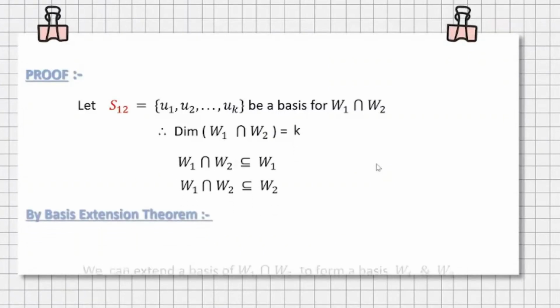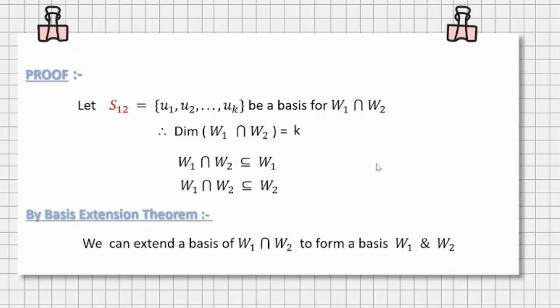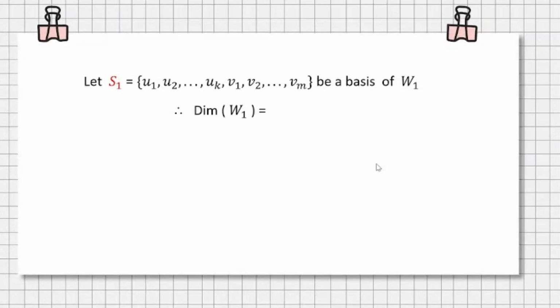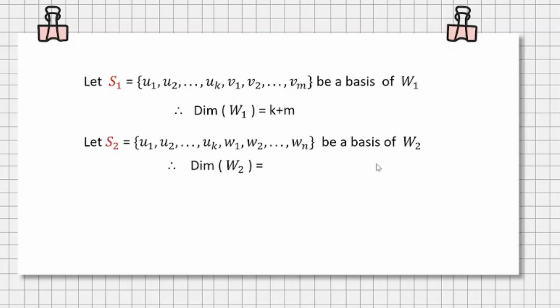Now, by the basis extension theorem, we can extend the basis of W1 intersection W2 to form a basis of W1 as well as W2. So let S1 = {u1, u2, up to uk and v1, v2, up to vm} be a basis of W1. Then the dimension of W1 is k plus m. Let's assume S2 = {u1, u2, up to uk and w1, w2, up to wn} is a basis of W2. Then the dimension of W2 is k plus n.